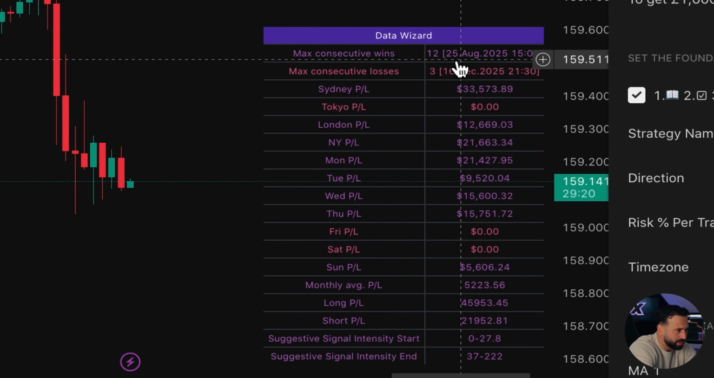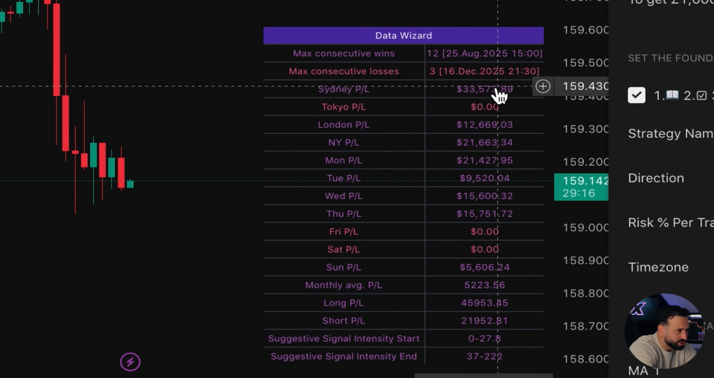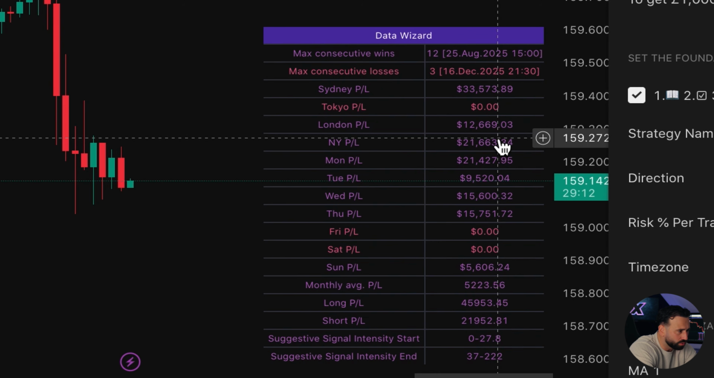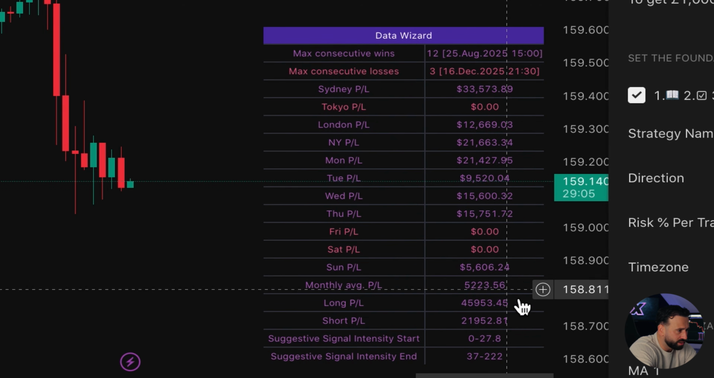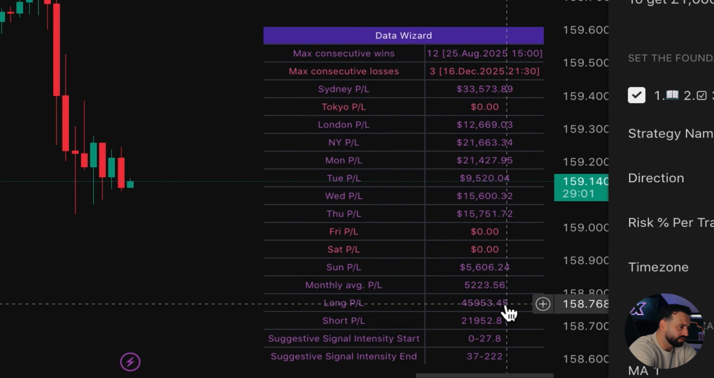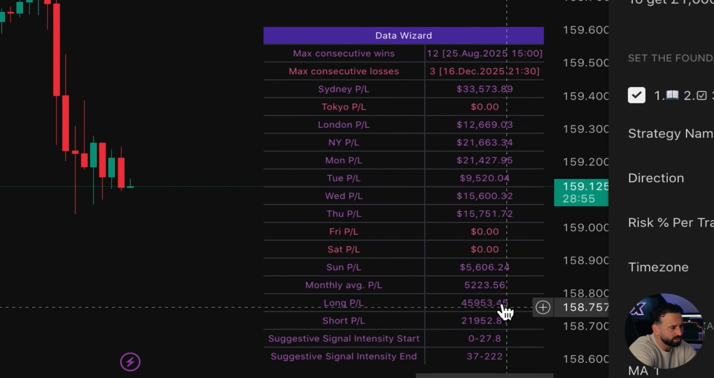So the data wizard is going to show me max consecutive wins, which we already know is 12, losses is 3. What sessions we're currently trading, which is Sydney, London, New York. What days of the week? Monday, Tuesday, Wednesday, Thursday. All look good, by the way. We can see the monthly average profit, the profit for longs and shorts. Now, profit for longs is actually 45,000. Shorts is 21. Now, profit for shorts is 50% less than longs.